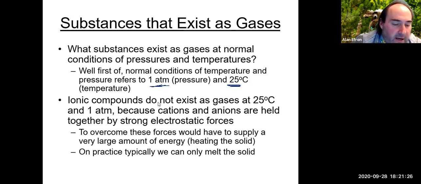Things that are ionic compounds really do not exist as gases. And they don't exist as gases because ionic compounds are a metal and a nonmetal. The metal is a cation, which is positively charged. The nonmetal is an anion, which is negatively charged. And that is that electrostatic attraction, which is a super strong attraction. Again, remember, electrostatic attraction is what's considered an intramolecular force within a molecule. And those are always stronger than an intermolecular force. So it's a very strong force.